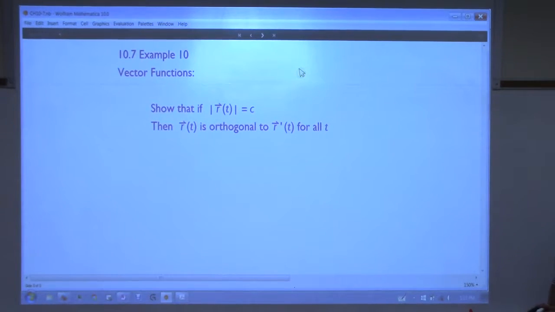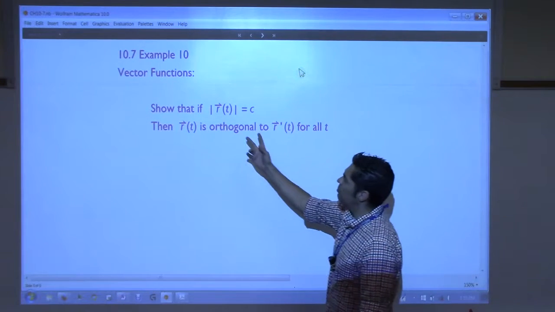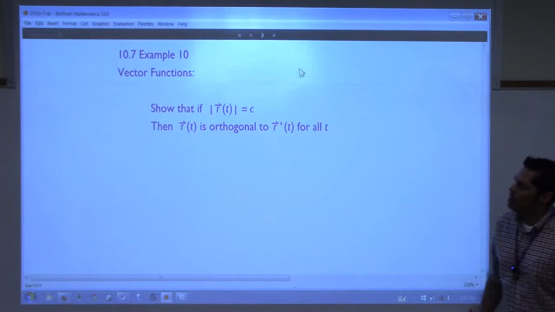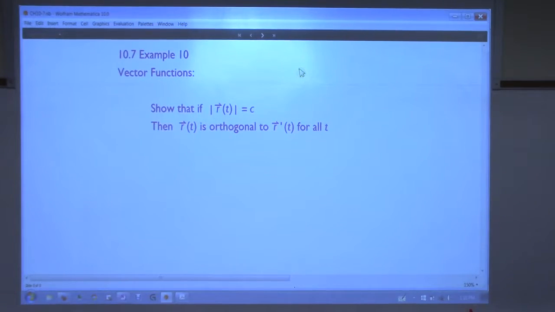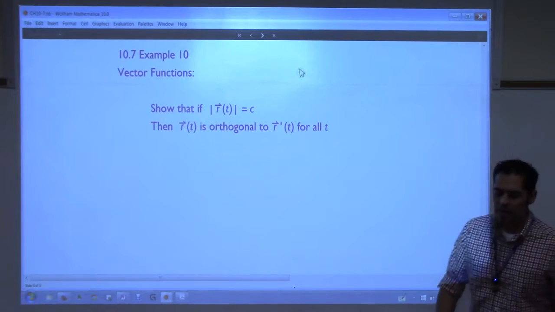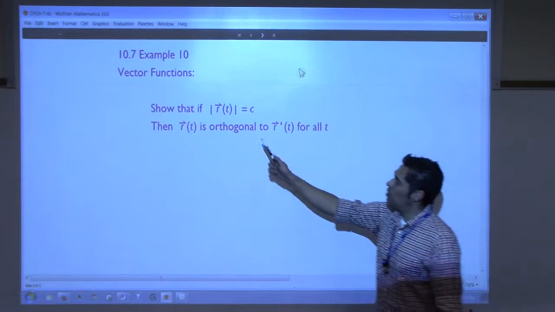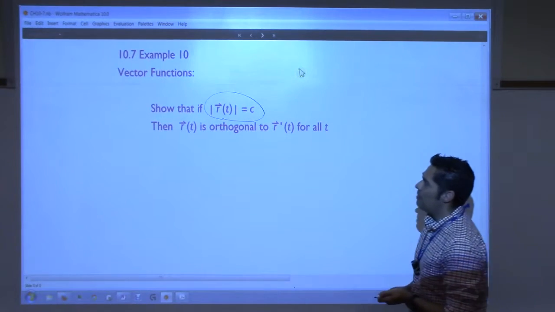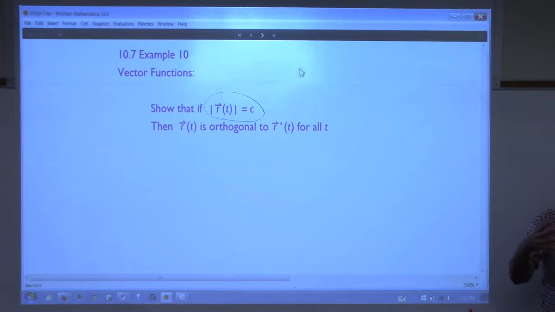This is a weird problem right here. Show that if the magnitude of a vector function is a constant, then again, the vector function is always orthogonal to its derivative. So can anyone tell me what this would look like if I asked you to draw a vector function that had that property? Can someone explain what that might look like?